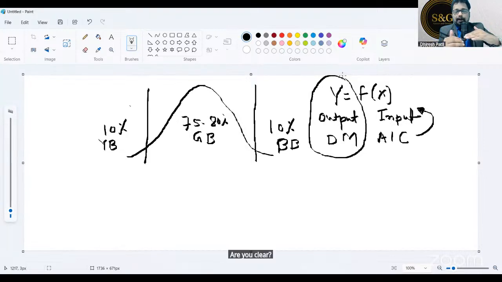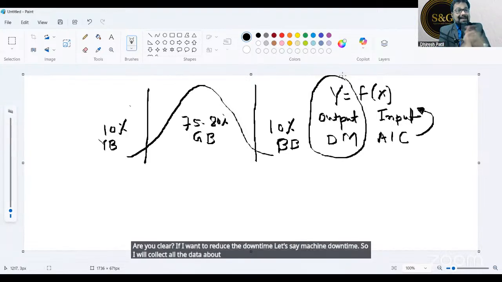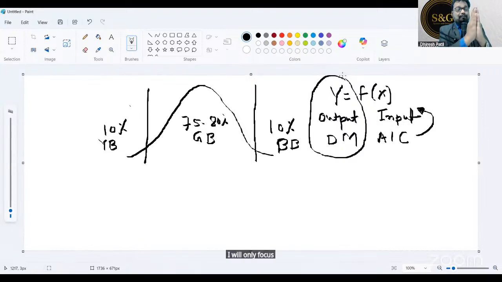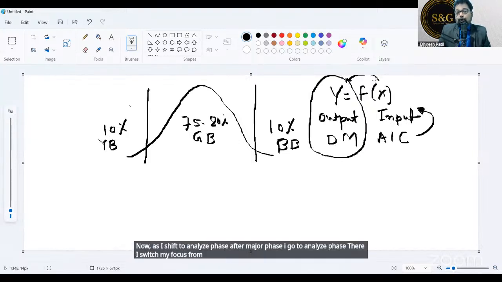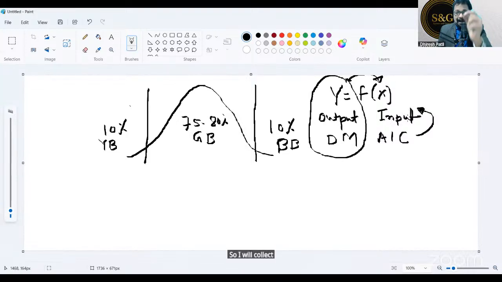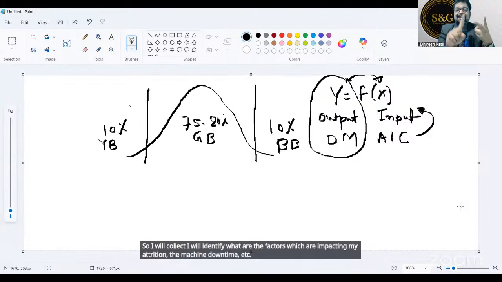If I want to reduce the downtime, let's say machine downtime, I will collect all the data about machine downtime. I will define the problem about machine downtime. I will only focus on machine downtime, which is my output. Now, as I shift to the analyze phase after the measure phase, there I switch my focus from output to input. So I will identify what are the factors which are impacting my attrition, the machine downtime, etc. The causes and the root causes.